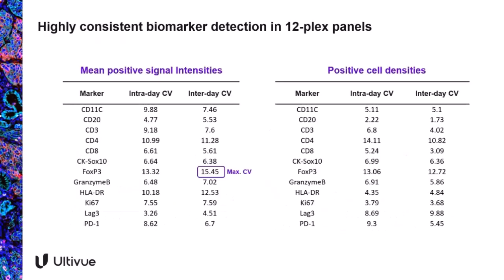Looking at the CVs coming from that data now, including the intra- and interday separation, for all markers we are way below our 20% target, both for the raw intensity that you would use in manual intensity-based gating, but also for the positive cells coming from the deep learning classification, where we have the highest CV for FOXP3 in the interday, around 15%.